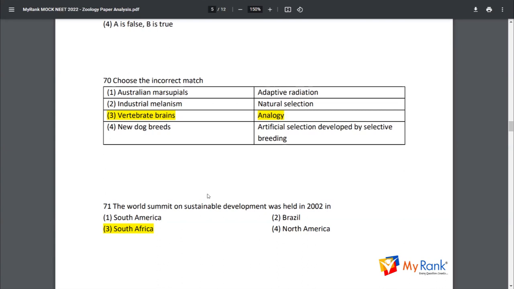Option 4, new dog breeds. So dog breeds are actually artificially selected and developed by selectively breeding them. So we select the breeds and perform the breeding. That is the resultant of the new breed, which is a correct statement. So the incorrect statement amongst the following is option 3.